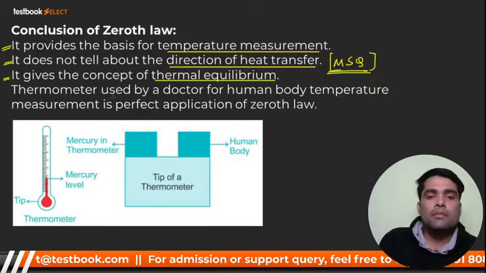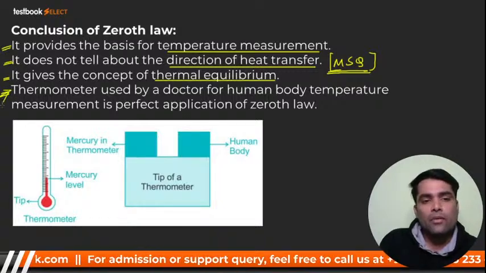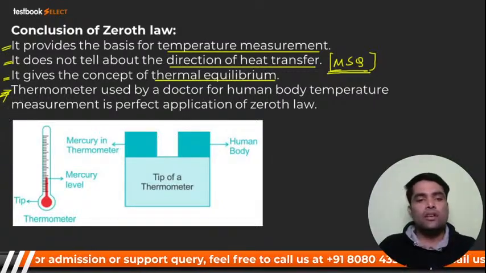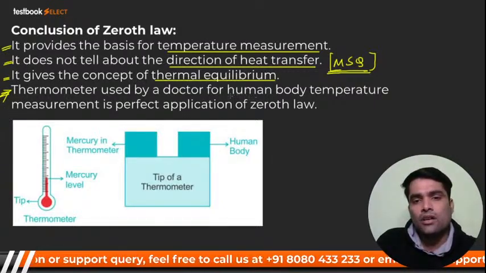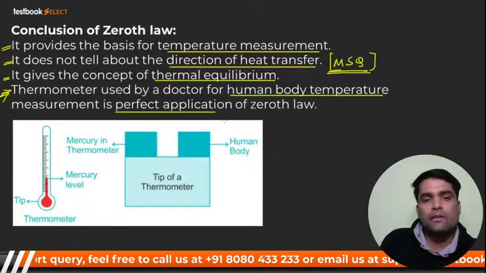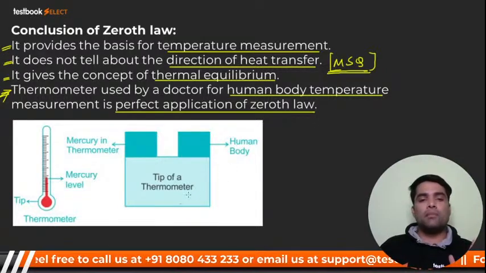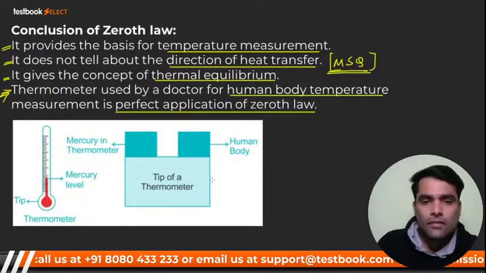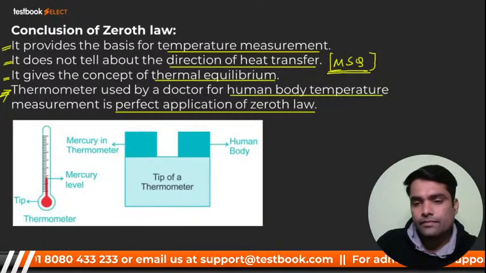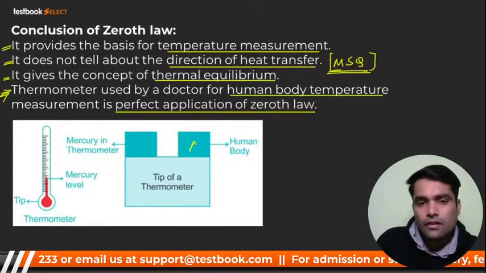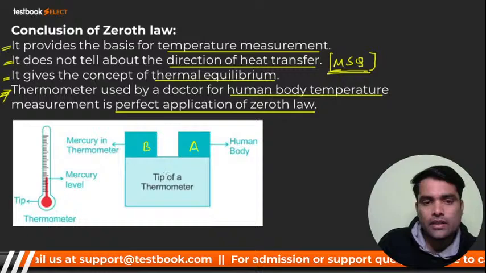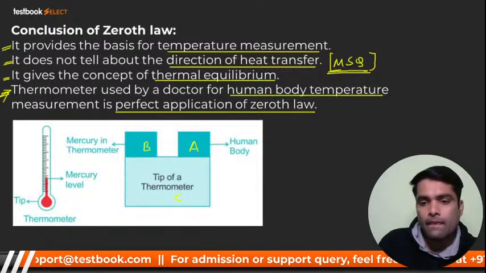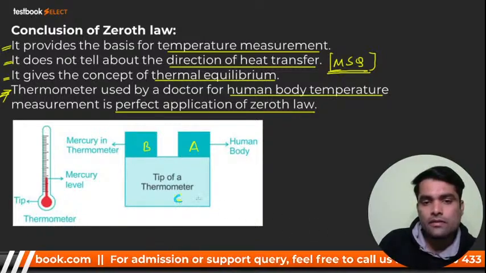Okay, thermometer. और इसका example क्या है, what is the application of this zeroth law, I will tell you my dear. Thermometer used by doctor for human body temperature measurement is a perfect application of zeroth law. इसका perfect application है. My dear, कैसे? ये मान लीजिए आपका ये A हो गया, ये B हो गया, ये C हो गया, right.